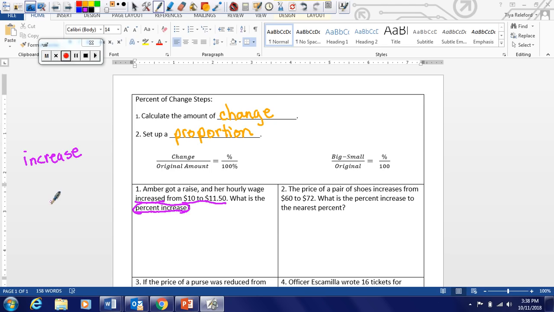How much did her wage increase? Well, it went from $10 to $11.50. So we need to find out how much it went up. So she got an extra $1.50 each hour. That is your change. That's what goes here.